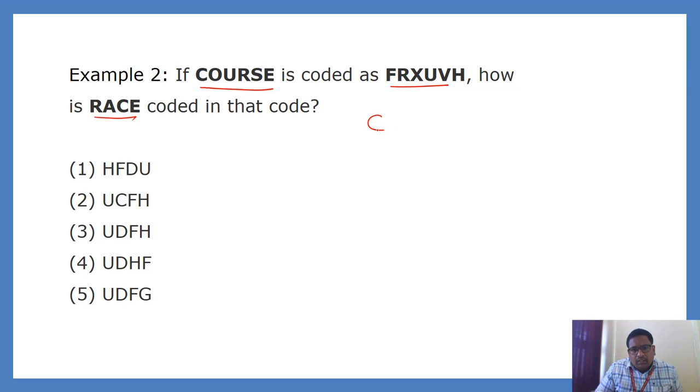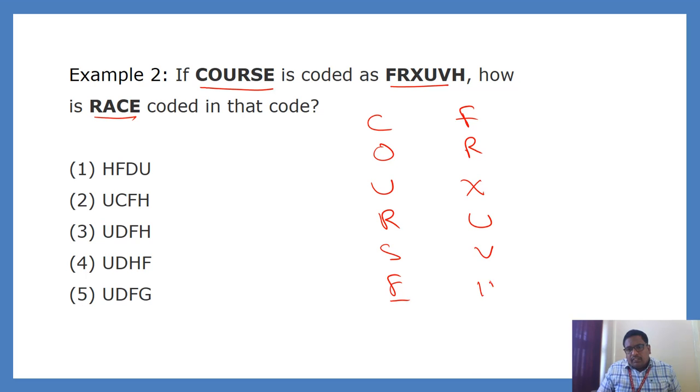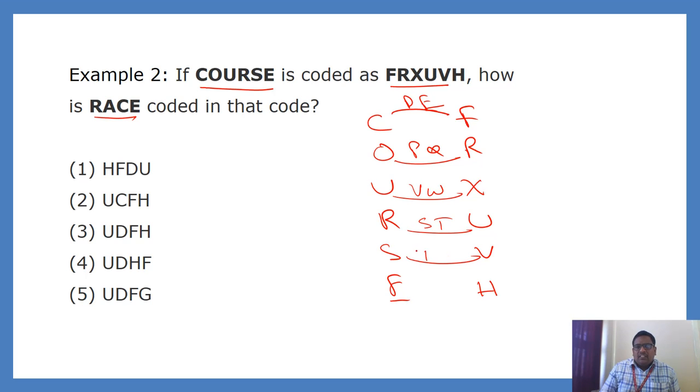So just write it down, COURSE, and the respective code word is FRXUVH. Now we have to find what the logic is. C D E F. So again there is a two-letter gap, or C plus 3, whatever it is. Similarly, O P Q R, U V W X, R S T U, S T U V, E F G H.